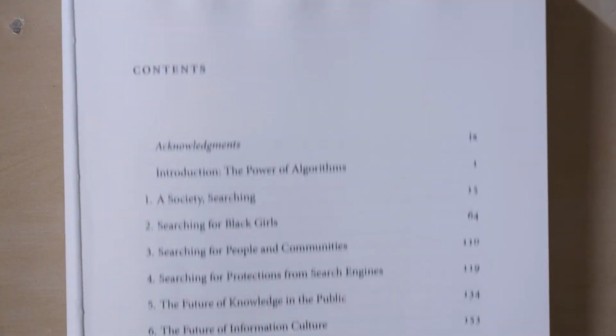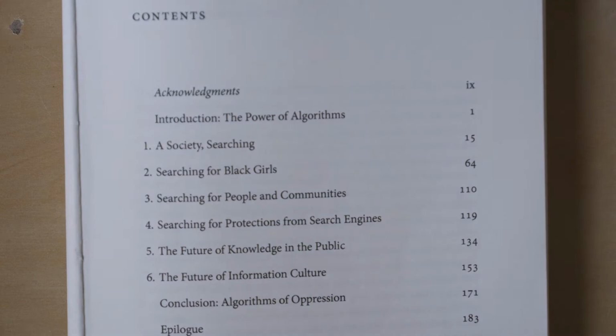So these are the contents of the book. You can see there are those 6 chapters: a society searching, searching for black girls, searching for people in communities, searching for protections in search engines, the future of knowledge in the public, and the future of information culture. Finally, the conclusion, algorithms of oppression, and the epilogue.